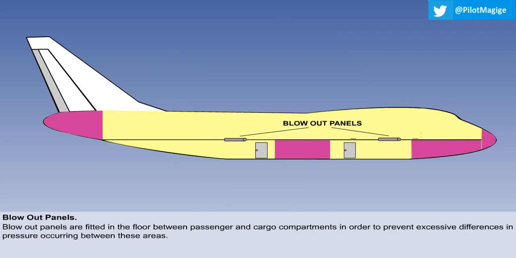Blowout panels are fitted in the floor between passenger and cargo compartments, in order to prevent excessive differences in pressure occurring between these areas in the event of, for example, a cargo door opening in flight. The panels are normally fitted under passenger seats, and they are held in place by springs. If a cargo door should open, then the pressure differential between the passenger and cargo compartments will overcome the springs and the panels will open, equalizing the pressure between the compartments before the floor structure is damaged.